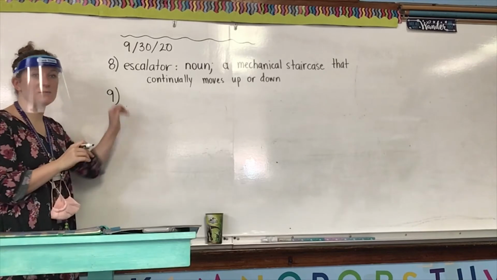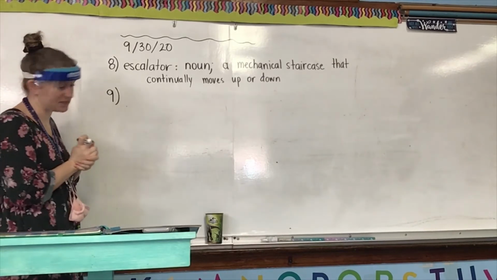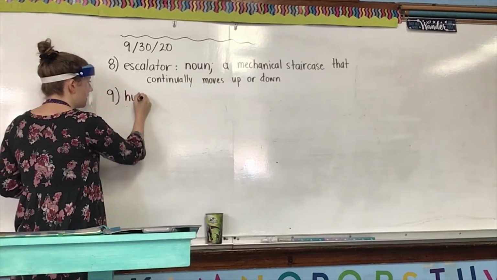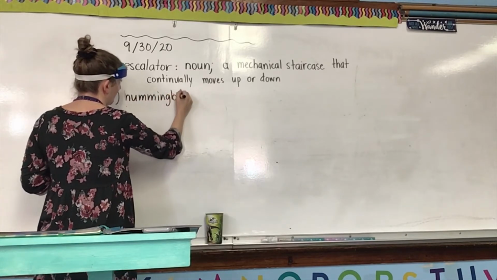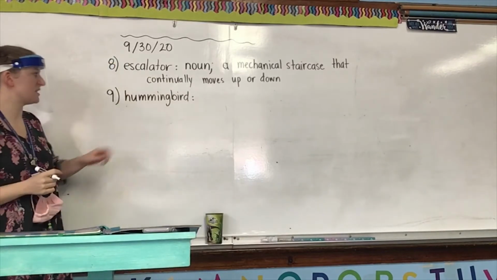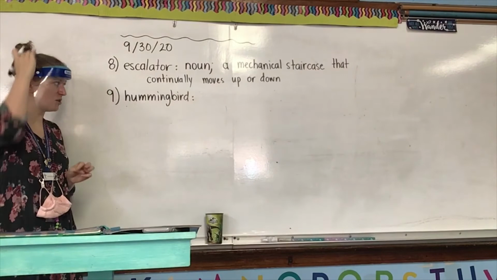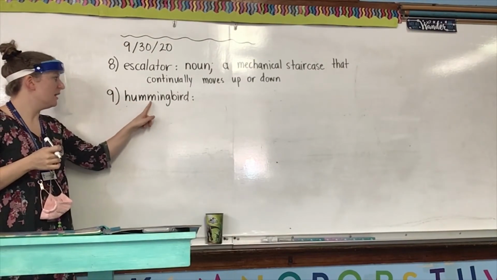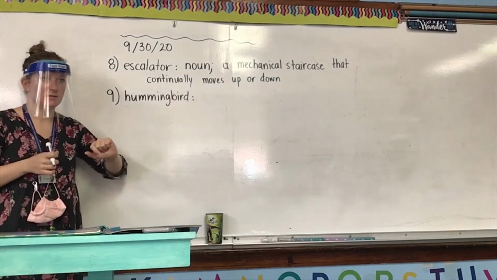Number 9, if you need me to spell a word, raise your hand. Otherwise, please wait unless it's an emergency. Number 9. Hummingbird. This is a compound word, which means it's two separate words, humming and bird, put into one word. So there is no space between humming and bird. It's just H-U-M-M-I-N-G-B-I-R-D. Hummingbird.